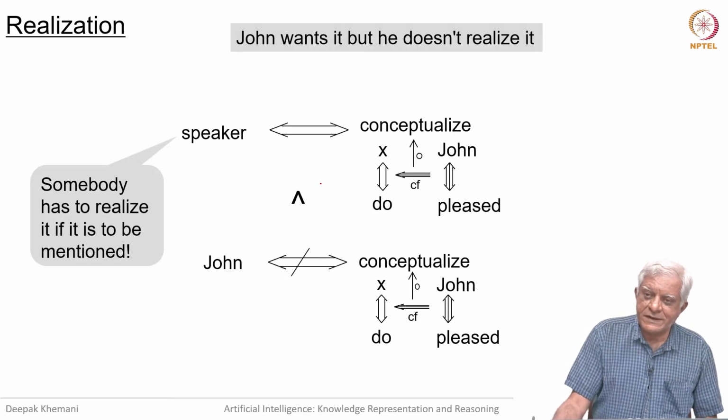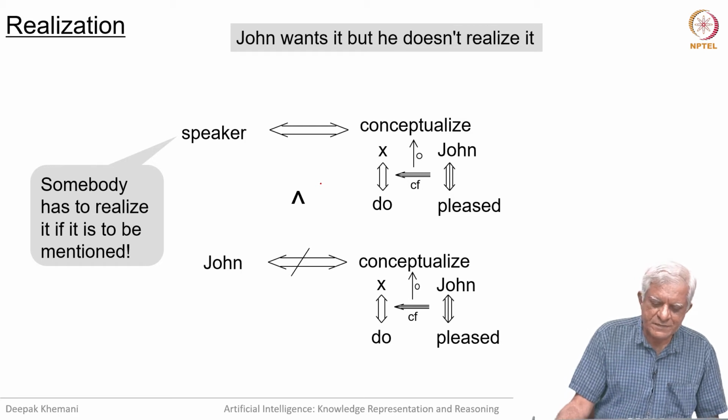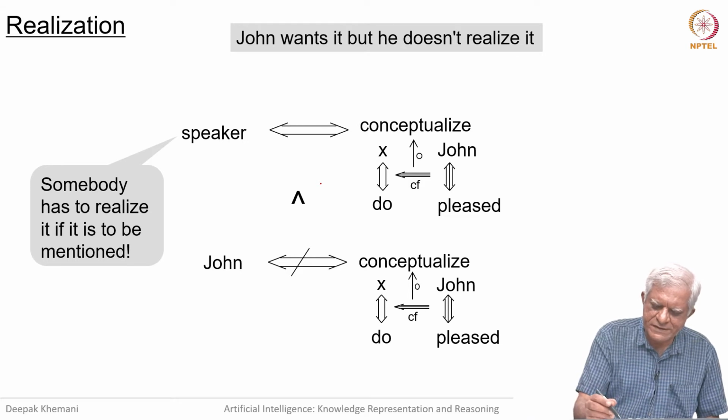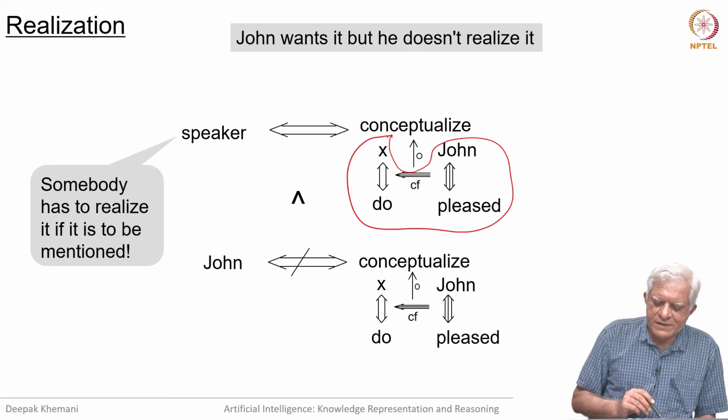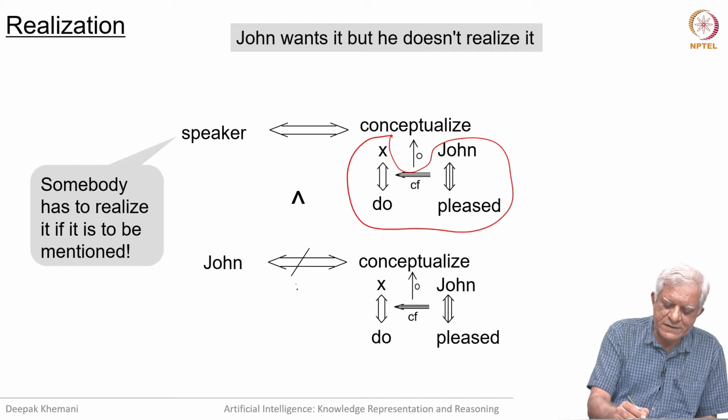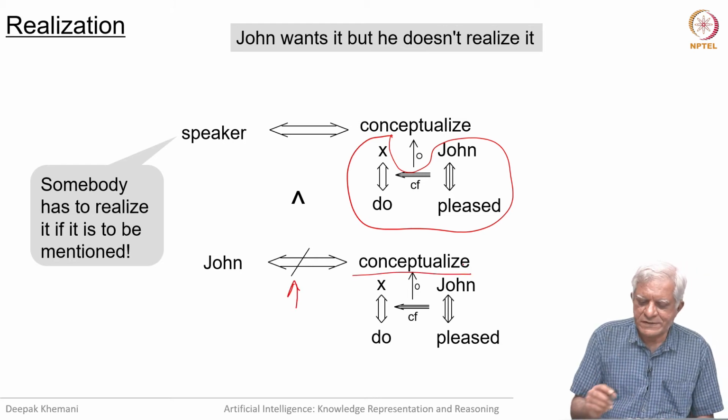John wants it, but he does not realize it. We do not know who the speaker is, somebody is making this utterance. So, there is a speaker and the same want structure is there. John wants it, but the only difference is that John is not able to conceptualize it, that he wants it essentially.